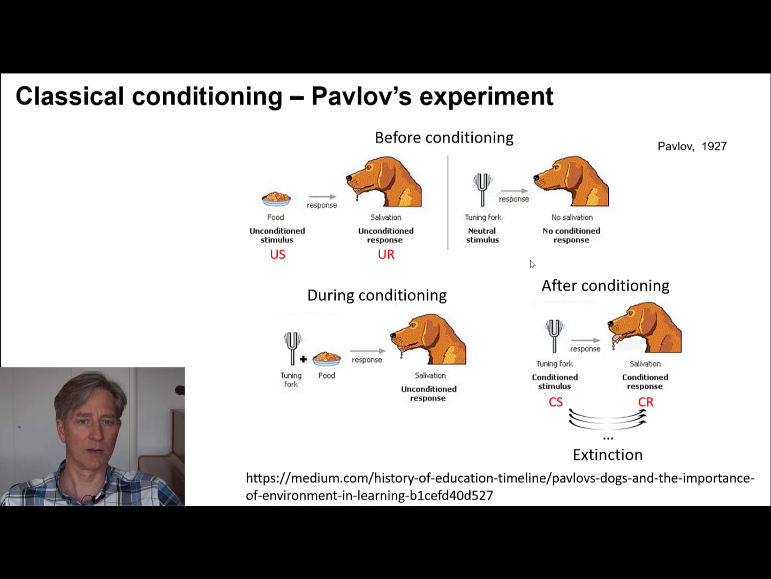So one of the first properties is extinction, namely when you stop pairing the tuning fork with the food, namely when you present the food alone after some time without giving the sound of the tuning fork, then this kind of association will disappear. It will become extinct, which means the dog will no longer salivate. So what is important for this classical conditioning to work? How reliable does this pairing need to be?